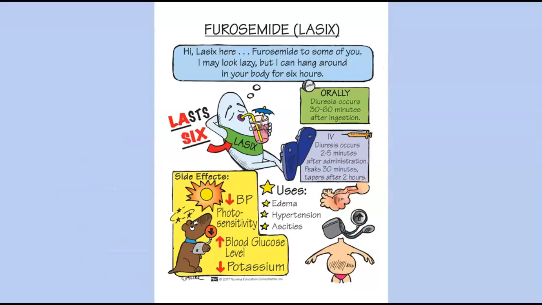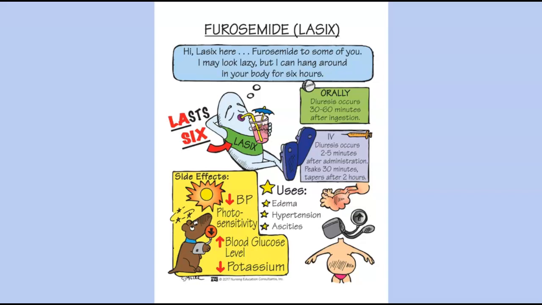Here is a little picture for you guys if you are visual learners. So this talks about furosemide, and then it's also known as Lasix, and that is because you can see it lasts 6 hours. So Lasix lasts 6. That's just some way that you can remember how long it lasts in the body. If you take it orally, it can cause diuresis 30 to 60 minutes after ingestion, because that's usually how long it takes for it to be absorbed in the body through the GI tract. IV usually starts in 2 to 5 minutes. It's going to peak in 30 minutes and kind of decrease after that 2 hours.